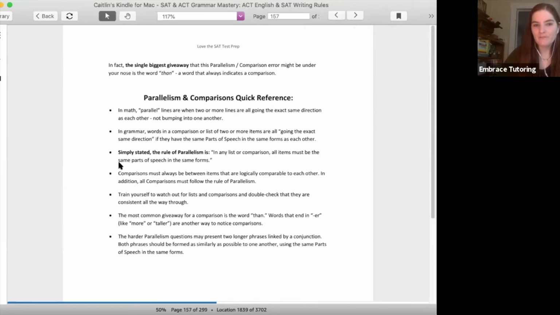So basically, you want to take away that you have different forms of parallelism, but ultimately all of them are making some kind of comparison or generating a list of some sort. Okay. And you need to make sure that your forms match, that your parts of speech match, and that it makes sense. So just go with your gut instinct on that.